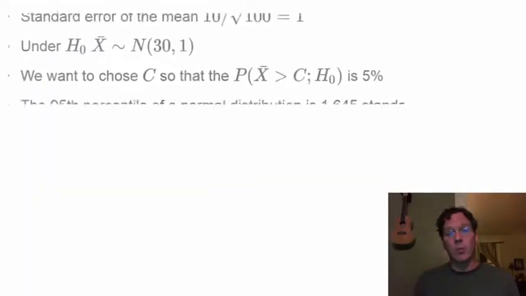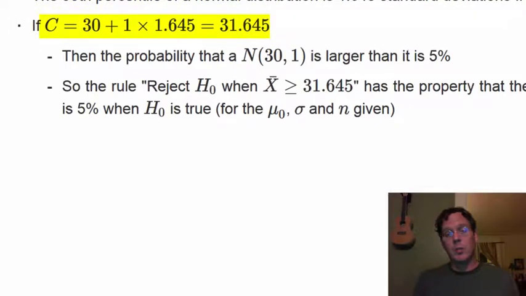So in this case, it's 30, the hypothesized mean under the null hypothesis, plus 1, the standard error of the mean, times 1.645, the number of standard deviations from the mean that we're considering, which in this case works out to be 31.645. So, just to reiterate, the probability that a normal with a mean of 30 and a variance of 1 is larger than this constant is 5%.